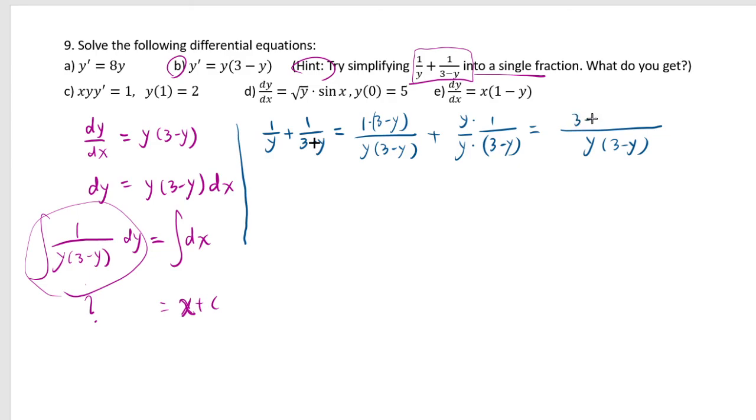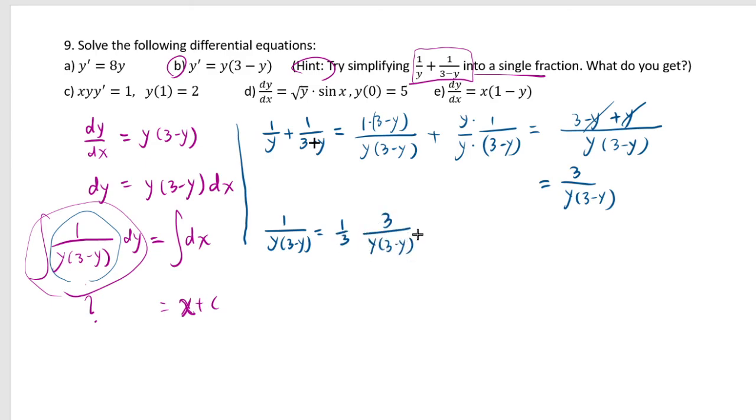And the result is that you get 3 minus y plus y, where y cancels, and you get 3 over y times (3 minus y). Now, this is interesting because the only difference between what we have here and here is that you have a 3, right? So here's another way to think about it. If you have 1 over y times (3 minus y), that would be 1/3 of 3 over y(3 minus y), and we just figured out that this is the same as that, right? So it's 1/3 of 1 over y plus 1 over 3 minus y.